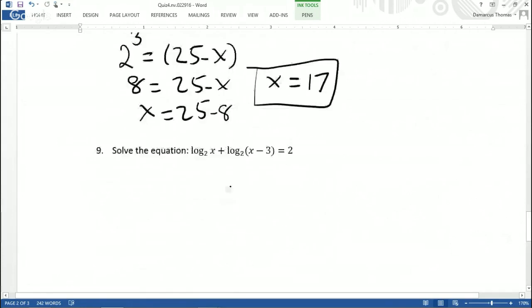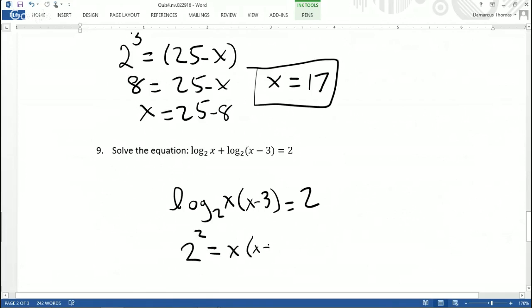Let's look at 9. Here we go. We can write this as a single log. I can write this as log base 2 of x times x minus 3 is still equal to 2. And I'm going to rewrite it in exponential form. This is 2 to the 2 power is equal to x times x minus 3.